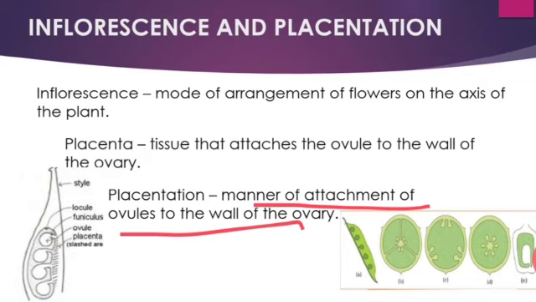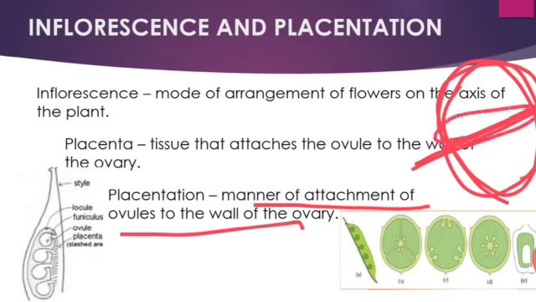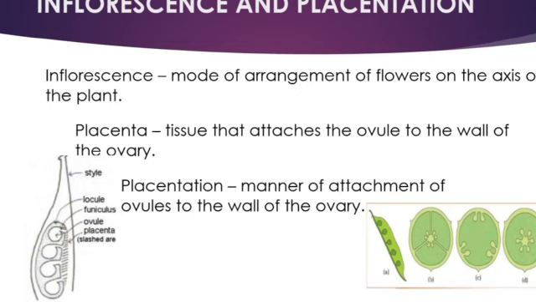I'm giving you one example. If you take different fruits, like orange, apple, or grapes, and if you dissect it, suppose this is your grape, and if you take a cross section, you can see the arrangement of placenta, ovules and seeds in that fruit. That attachment is known as placentation.